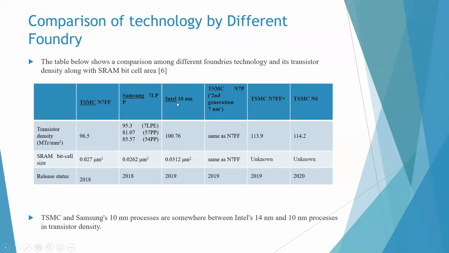Though Intel could not yet reach 7 nanometer technology, according to transistor density, Intel's 10 nanometer technology provides chips with the same density as TSMC's and Samsung's 7 nanometer technology.